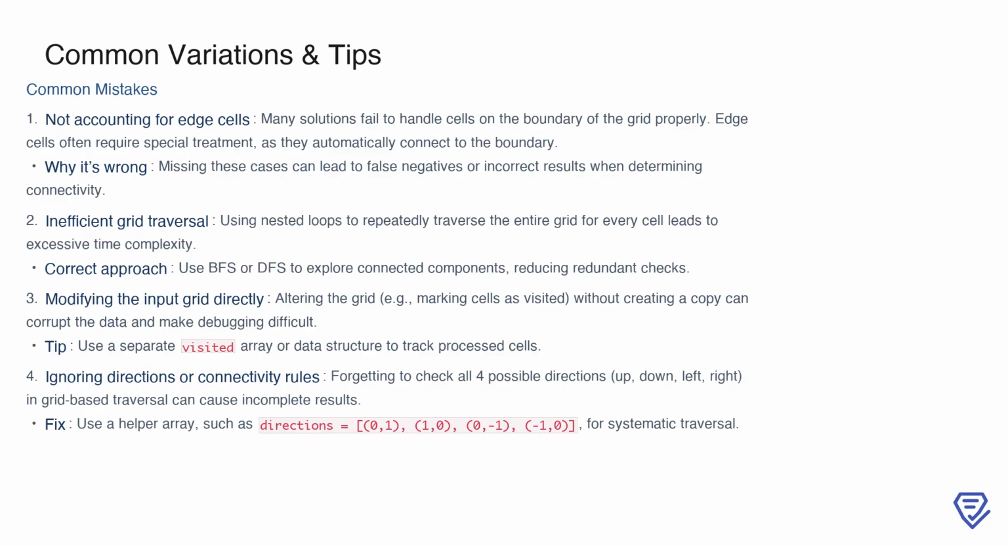A third mistake is modifying the input grid directly. While marking cells as visited directly on the grid might seem convenient, it can lead to data corruption and make debugging harder. A better approach is to use a separate visited array to keep track of processed cells. Finally, forgetting to check all four directions during traversal can result in incomplete solutions. To avoid this, you can use a helper array, such as 0, 1, 1, 0, 0, 1, 1, 0, which makes it easier to systematically explore all possible movements.